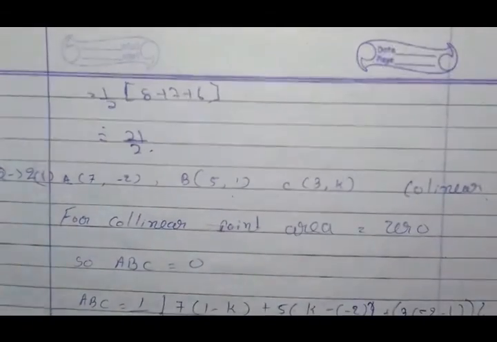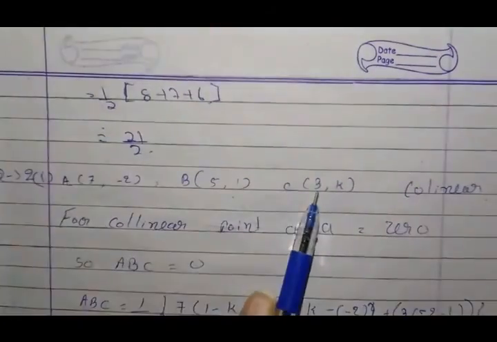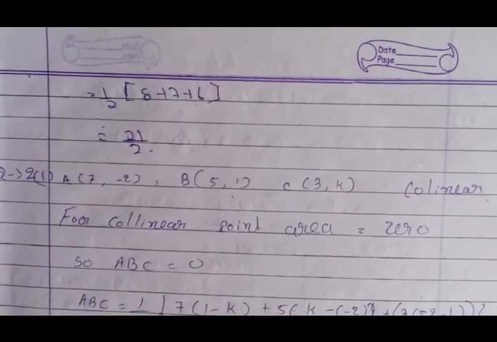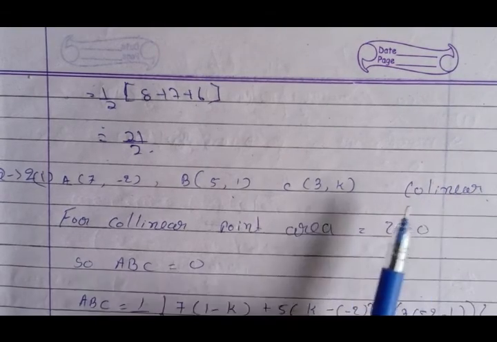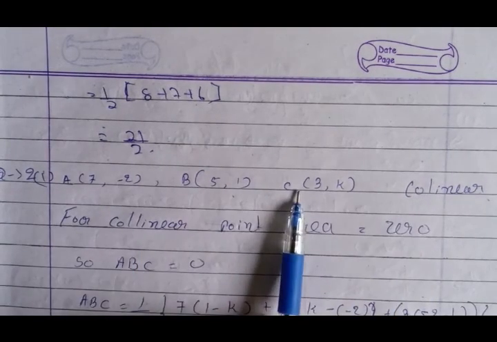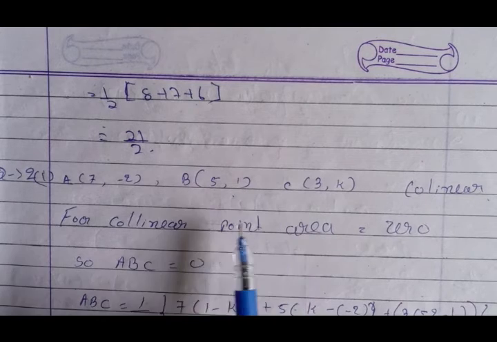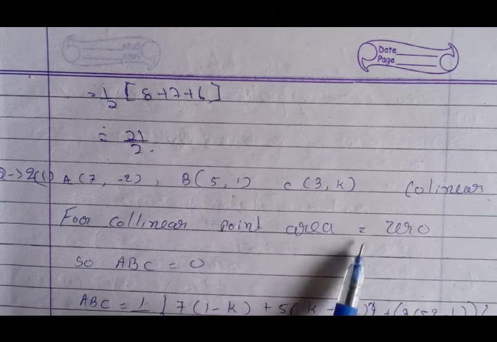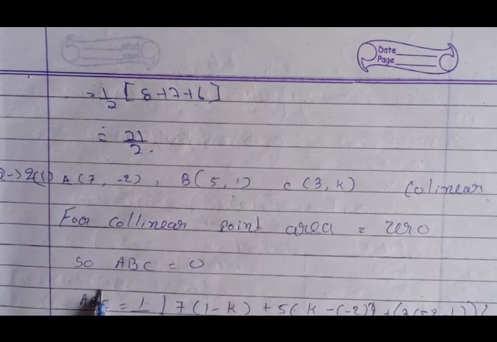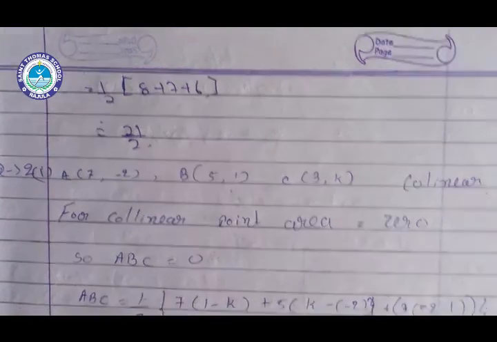Now question number 2. A(7, -2), B(5, 1) and C(3, k) are collinear. What is the meaning of collinear? They all lie on one line. So here they are not forming a triangle. For collinear points, the area is always 0. So the area of ABC is equal to 0.